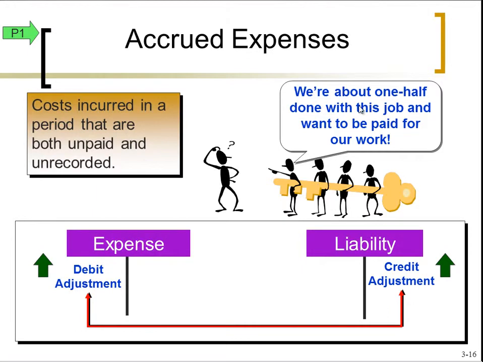So here, just an example. We're about one half done with this job and we want to be paid for our work. The employees have provided benefits to us, and we as an employer have to recognize the fact that there's this benefit that has not been recorded yet because we're not going to pay it until a later period. So we're going to debit the expense to recognize that we've used up a benefit, and we're going to credit the liability, which would be salaries payable, to show that we owe some money down the road.